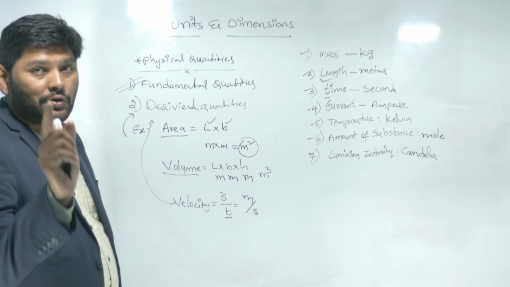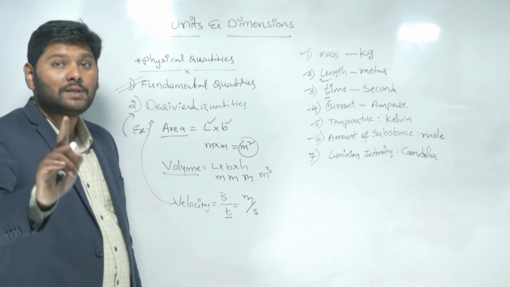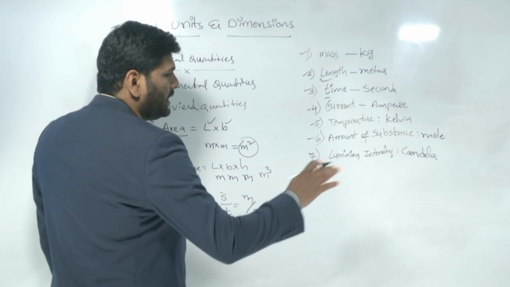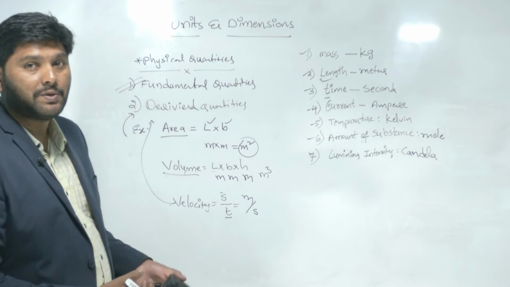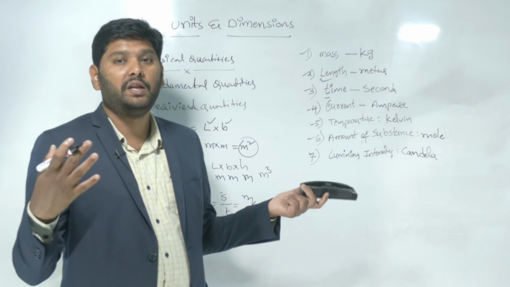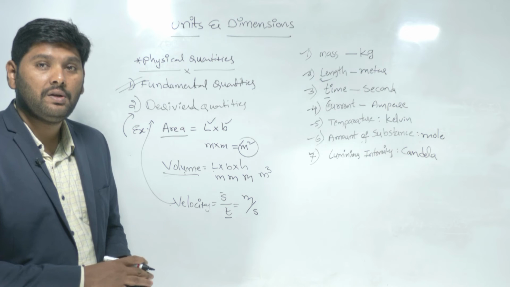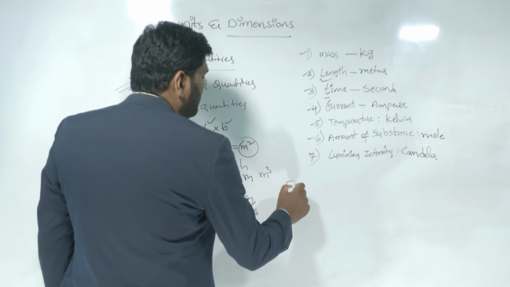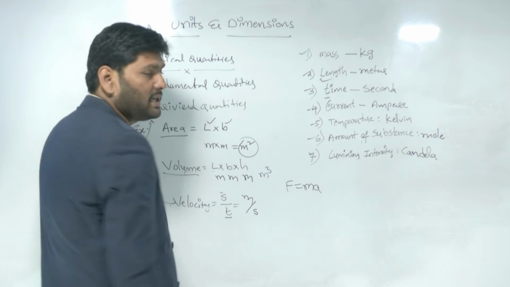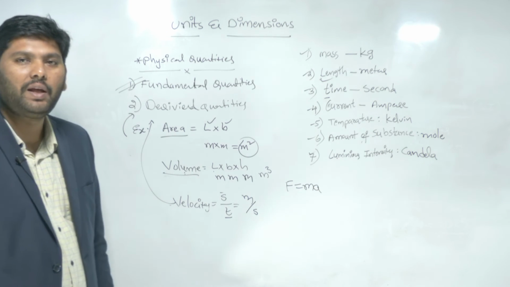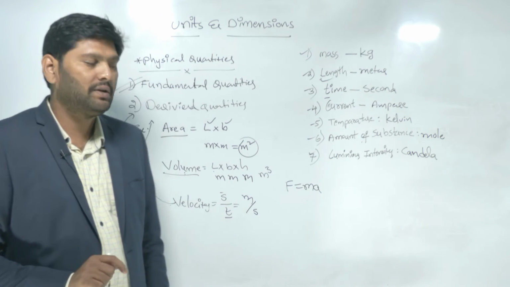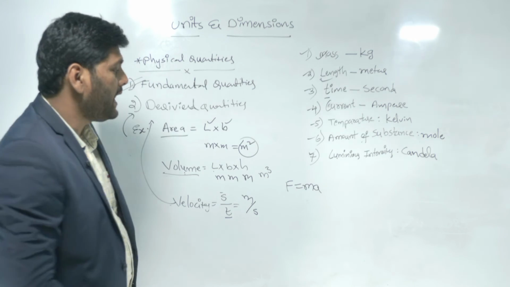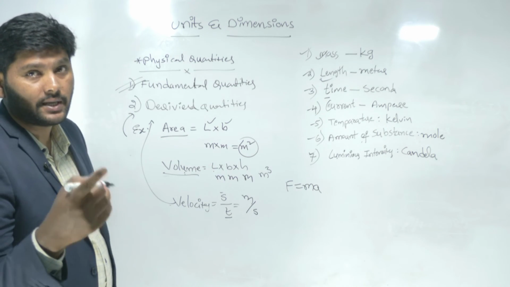You know children, force is also a derived quantity. Generally in our daily life we use force many times, in many situations. That force is also a derived quantity because the force formula is mass into acceleration. Force formula is what? Mass into acceleration. Here mass is a fundamental quantity. Acceleration is nothing but meter per second.